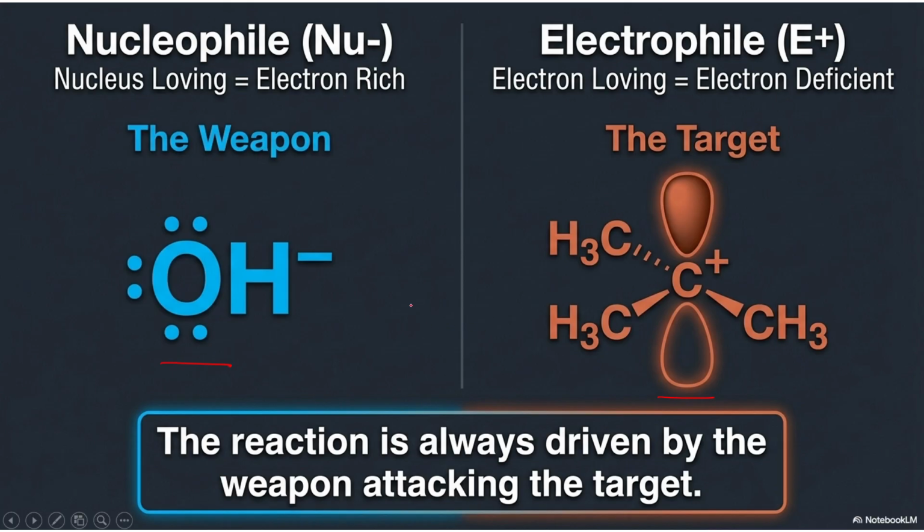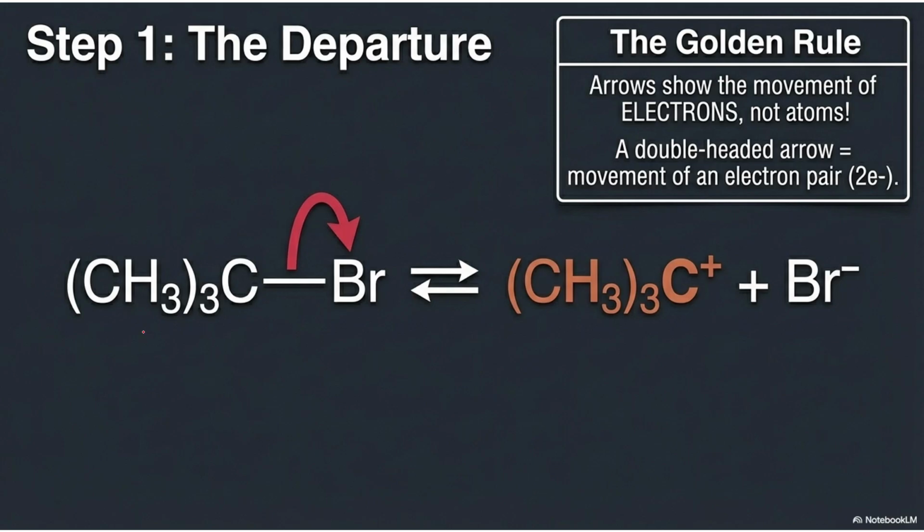We are dealing here with the tertiary butyl carbocation, so let's see its chemistry. See here, this is your tertiary butyl bromide. In the first step the bond undergoes heterolytic cleavage, so you get this type of carbocation, and this is the bromine. Now the golden rule: an arrow shows the movement of electrons, not the atom. This I have told you. A double-headed arrow like this shows the movement of an electron pair. Both electrons of the electron pair go towards the bromine, so you get Br minus.